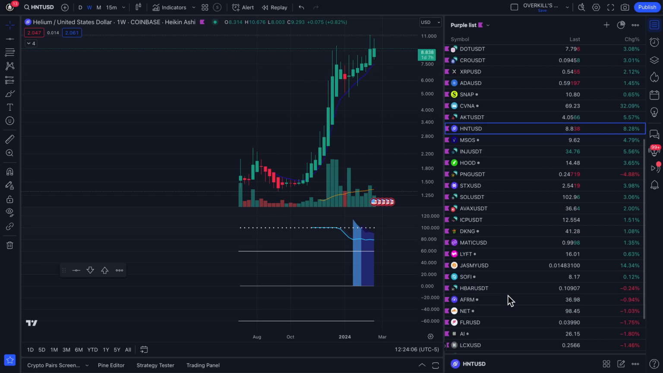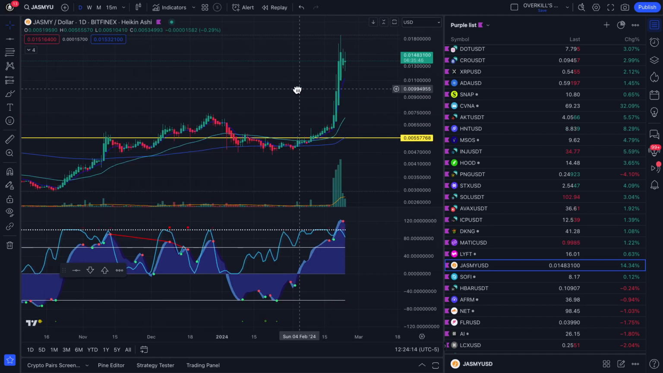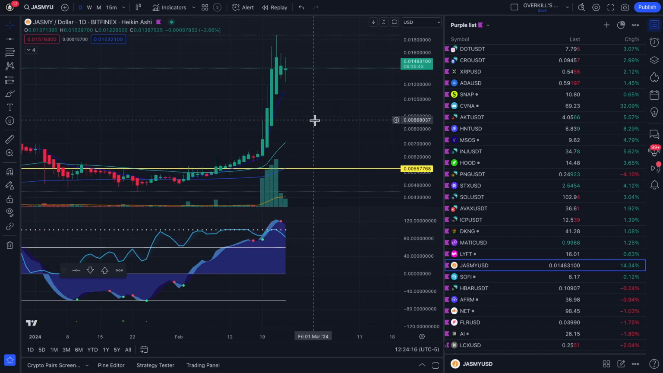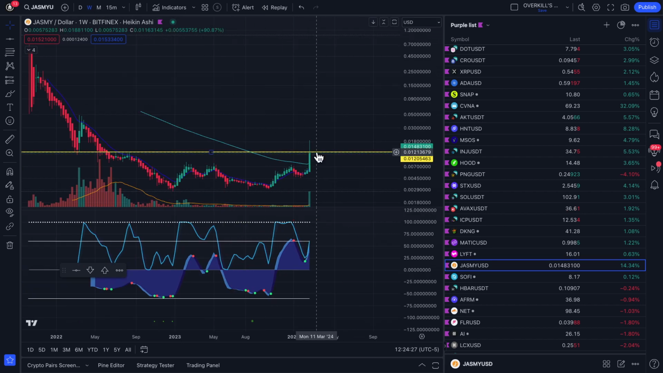Where were we? I think we were at Jasmy. So Jasmy, the weekly, that's obviously a massive breakout over the 50. That's just a ridiculous breakout. So again, we could be playing pullbacks here, but I think this thing's going to ride on its 9-day moving average here. It could pull back to 7 cents. That's a 50% dip down there.